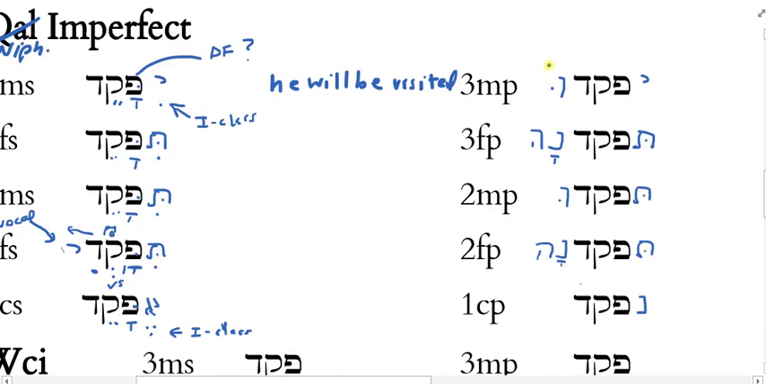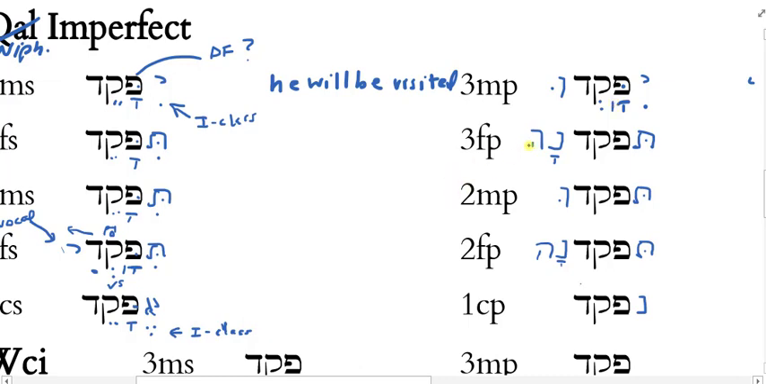Now, looking over at the plural side, what am I going to do? Well, I'm going to add my vowel pointing from the basic form. Yipaqede, and then the shureq, yipaqedu. What's going to happen to my tsere when I add that vocalic shureq at the end? It's got to reduce to vocal shva. Yipaqedu. And what am I going to do to ensure that long A vowel is pronounced? Got to put a metheg here. Yipaqedu.